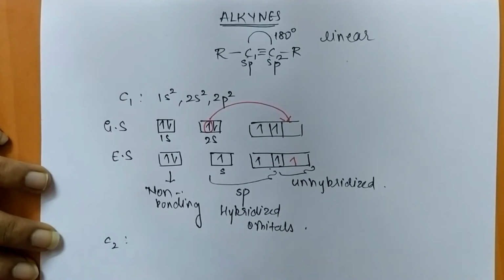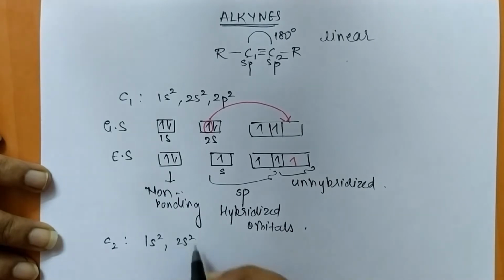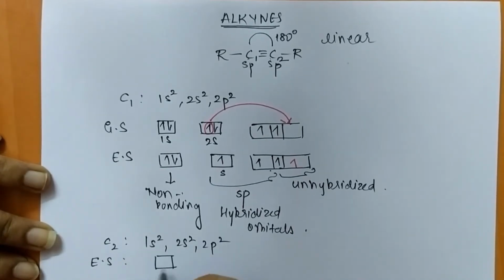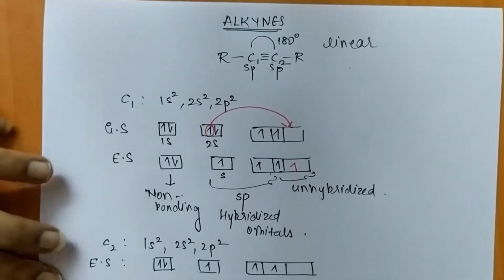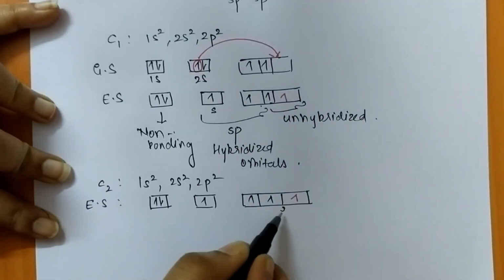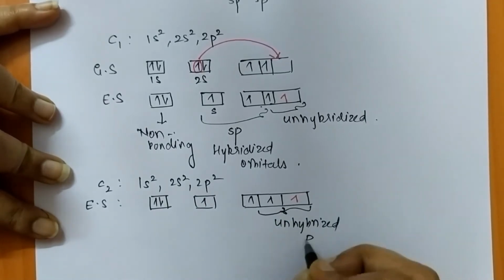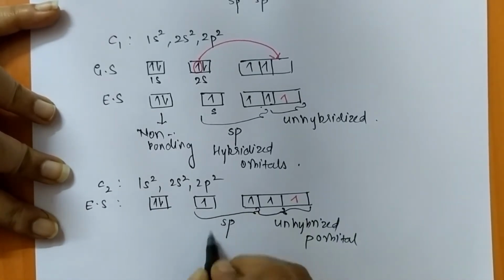Now if we are considering C2, it is going to be the same thing as that of C1. So 1s2, 2s2, 2p2, and we know the ground state is going to have such a configuration. Now I am directly writing the excited state. So the excited state configuration is going to be written as follows. Definitely here as well we are going to get unhybridized p orbitals and sp hybridized orbitals.